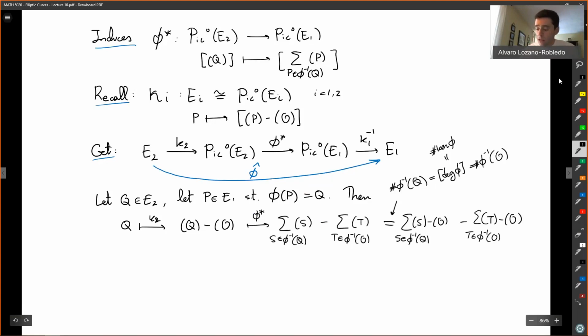Okay. But then, I know where these classes in Picard go: they go to S, and I know where those classes go, they go to T. Okay, so I know that this maps to the sum of S for S being preimages of Q minus the sum of T, where T are preimages of O.